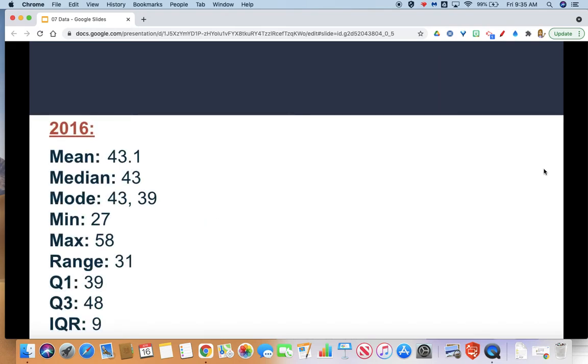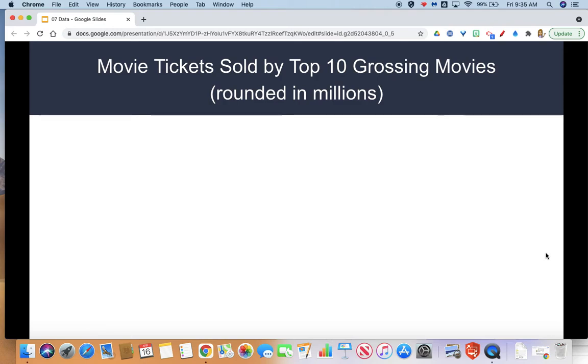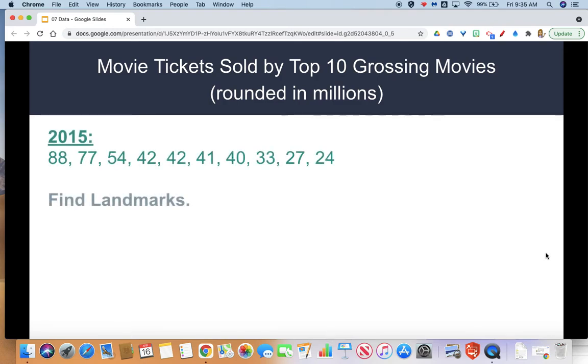So our mean was 43.1, our median was 43, modes 43 and 39, min is 27, max is 58, range is 31, lower quartile was 39, upper quartile 48, and IQR was 9. Now let's look at 2015. Pause while you find the landmarks of this data. Press play when you're ready to continue.